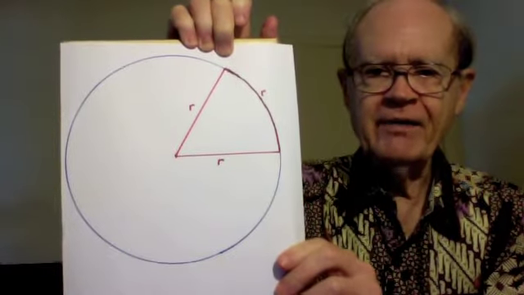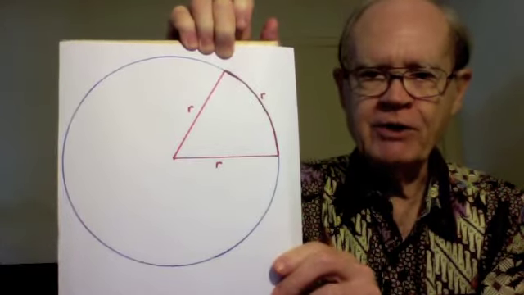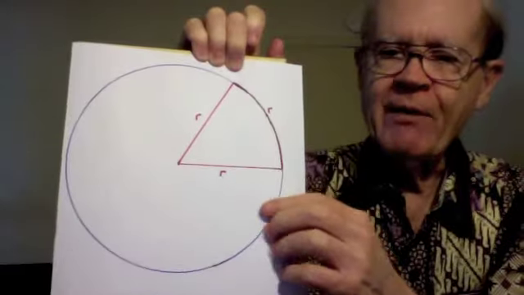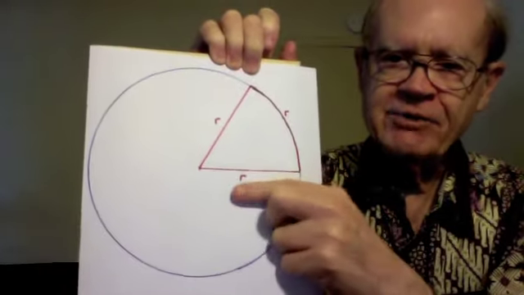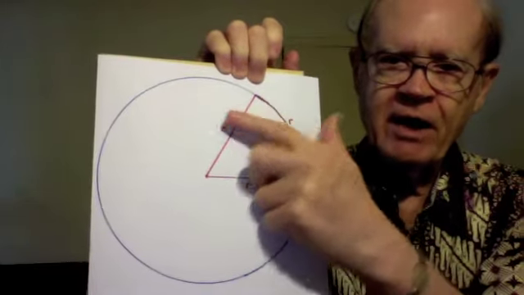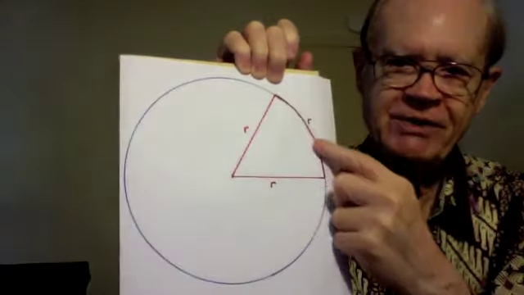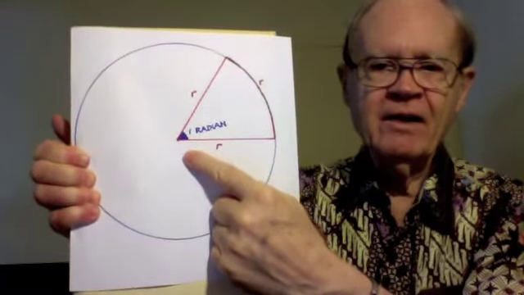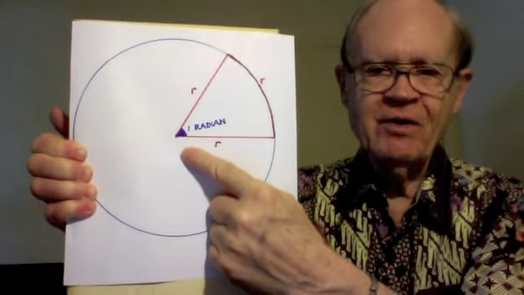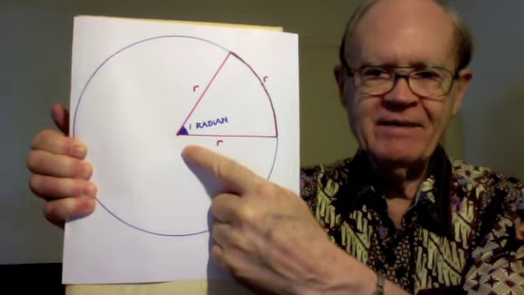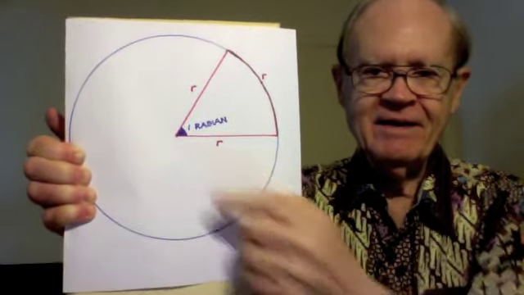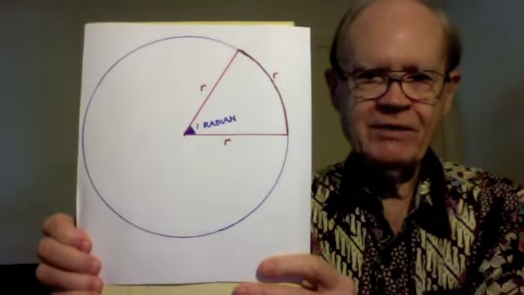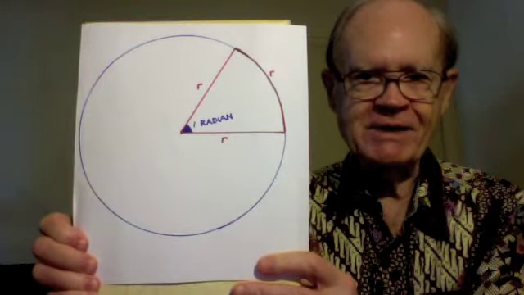And then you connect this upper end of the curved R to the center of the circle, which forms another radius. So now we have a straight R, another straight R, and along the edge of the circle, a curved R. This angle is, by definition, 1 radian. Now, from that definition, we start studying things about radians.